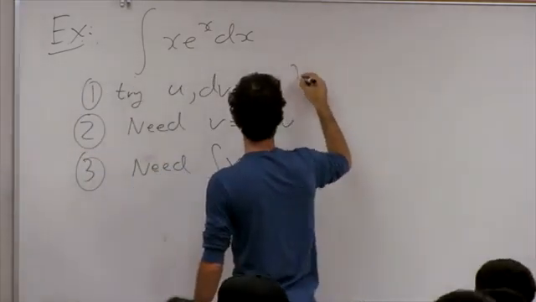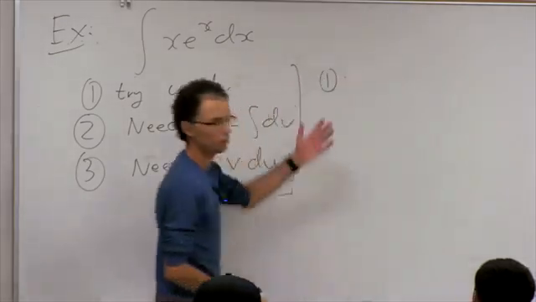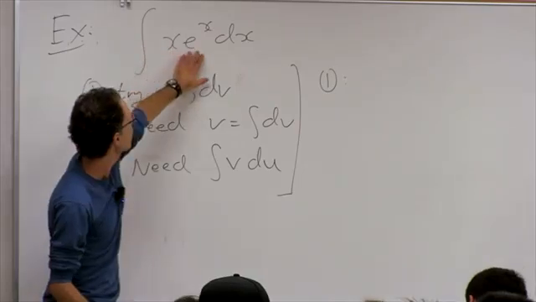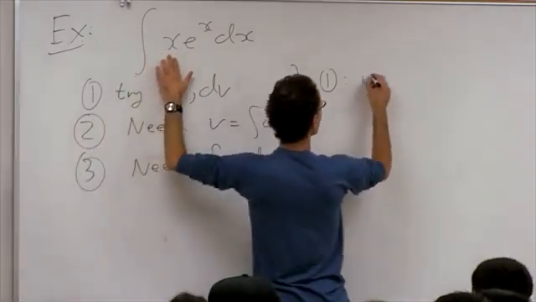So in this example, let's try something completely random. There seem to be two real functions here multiplied together. Let's try u is x.